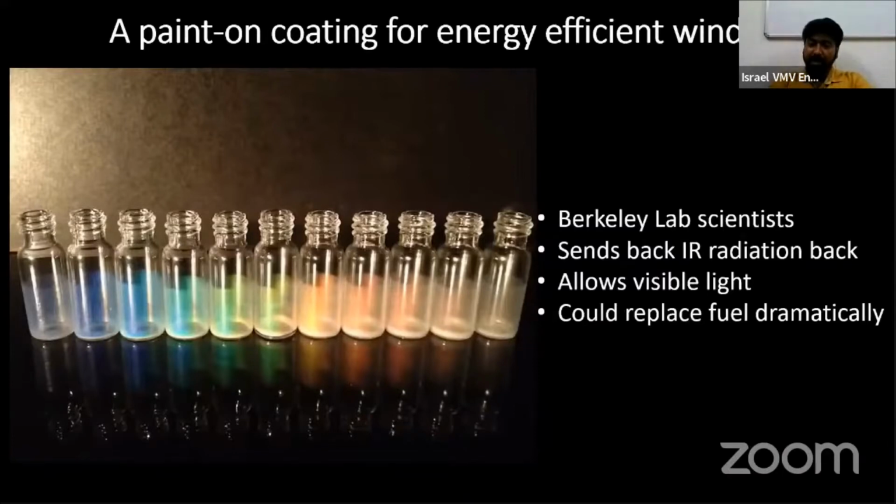Applications are there based on light absorption. See, Berkeley Lab scientists have created these materials. This is a paint not made of organic polymers. These are not small organic molecules with tail and head units, but inorganic materials with different light absorption. And how they are applied is given here. You see, it sends back the IR radiation. It allows the visible light to pass through, and it could replace the fuel dramatically. This is the goal of the study, and it can be used for energy efficient windows.